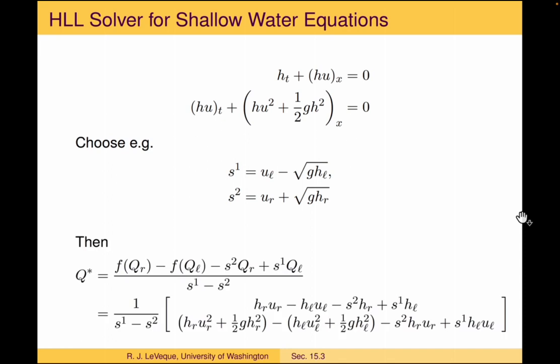Well, if you use those, then the formula for Q star from the previous slide just becomes this, and I just wrote it out in detail down at the bottom here just to show you that it's a relatively simple expression for the shallow water equations. There's no need to solve a nonlinear equation to look for this intermediate state. It's just a simple combination of the left and right state.